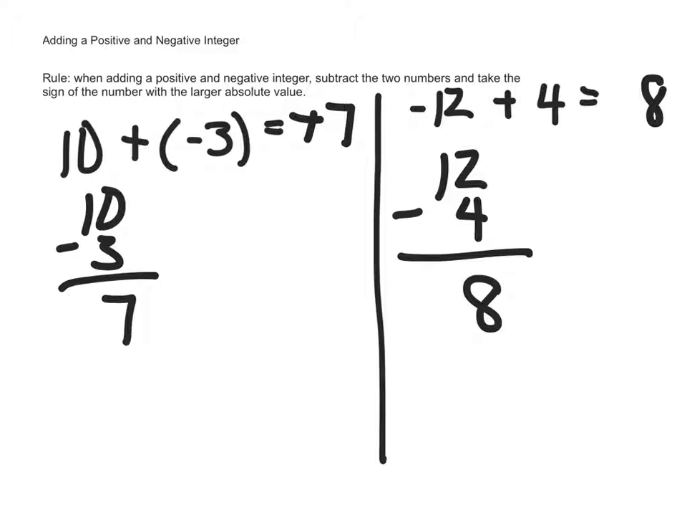So again, let's look at the second part of the rule. We need to take the sign of the number with the larger absolute value. So let's take a look at the absolute value for negative 12. Well, it's going to be 12 because negative 12 is 12 spaces away from 0 on a number line. And the absolute value for 4 is 4 because it too is 4 spaces away from 0 on the number line. So which absolute value is bigger? 12 is. What's the sign of 12? It's negative, so my answer is going to be negative. So negative 12 plus positive 4 equals negative 8.